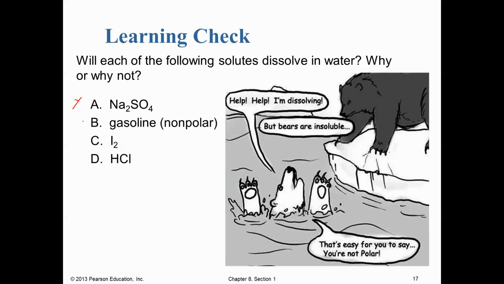Then we have gasoline. Gasoline will not dissolve, and it specifies here that gasoline's nonpolar. You might not be aware of this, but if you ever spilled gasoline onto water, it just floats on the surface. It doesn't dissolve. I2 is also nonpolar, therefore it is not going to dissolve. And then finally we have HCl. This molecule is polar. Hydrogen and chlorine are quite different from each other in electronegativity, and therefore it's polar and it will dissolve.